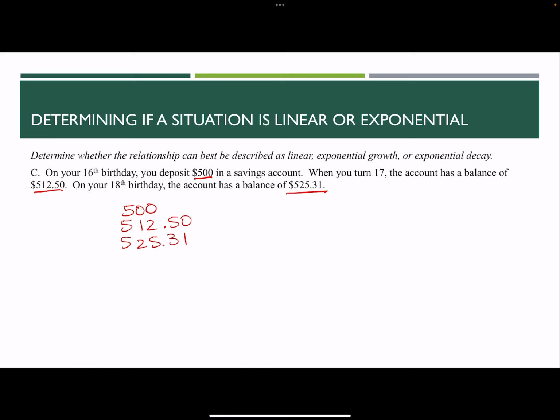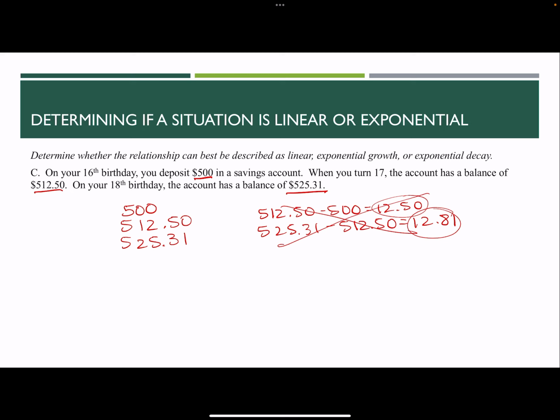So again, check to see if this is linear first. So if I do 512.50 minus 500, I get 12.50. That's the difference there. Now, if I take 525.31 minus 512.50, the value before it, right? So 525.31 minus 512.50. Use your calculator. I get 12.81. 12.50, 12.81. They are not the same, so it's not linear. So I'm going to check to see if it's exponential.